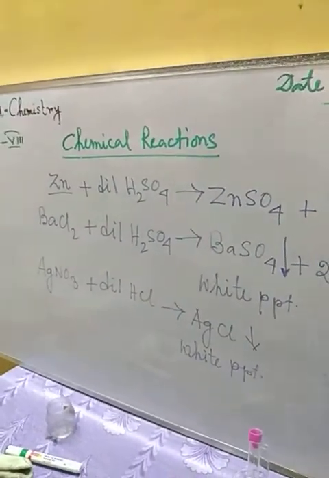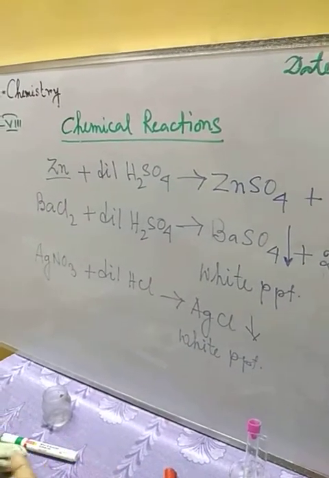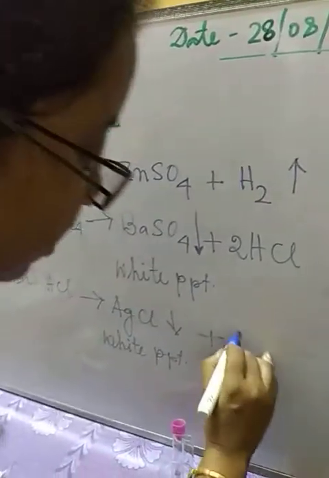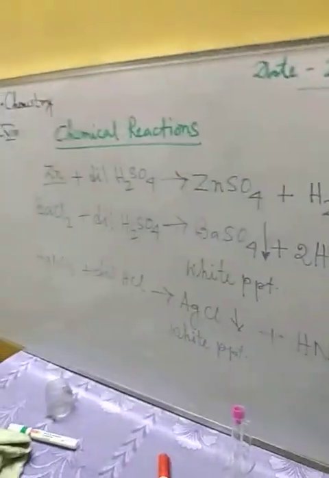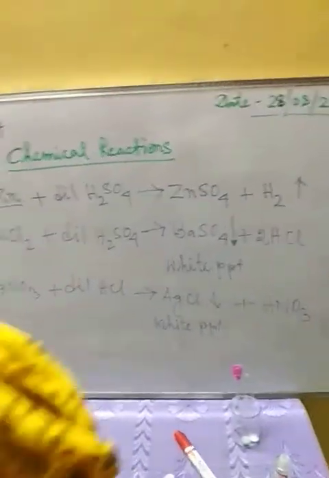Okay, what is curdy white precipitation? When we do the reaction, we can easily understand this. So along with silver chloride we are getting HNO3. Okay, AgCl plus HNO3. Now let's do this reaction.